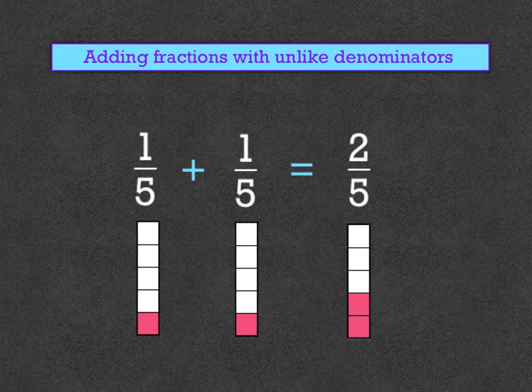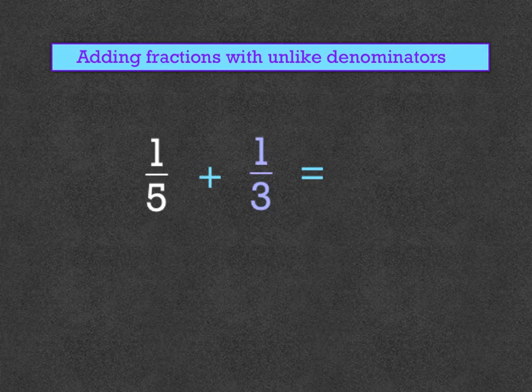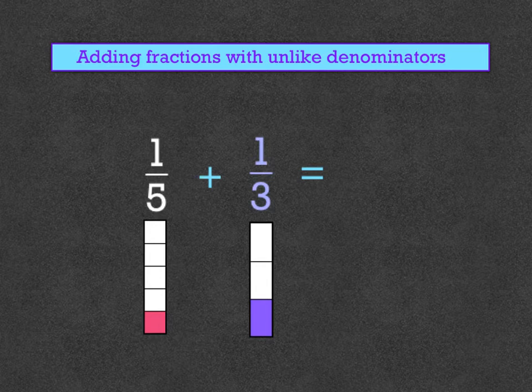However, when we're looking at fractions with unlike denominators, we have an extra step ahead of us. In this problem, we're adding the fraction 1/5 plus the fraction 1/3. When we look at the visual representation of this, we can see that they don't represent the same amount. Those pieces are not cut to the same size. And looking at this, you can tell that 1/5 is actually less than 1/3.